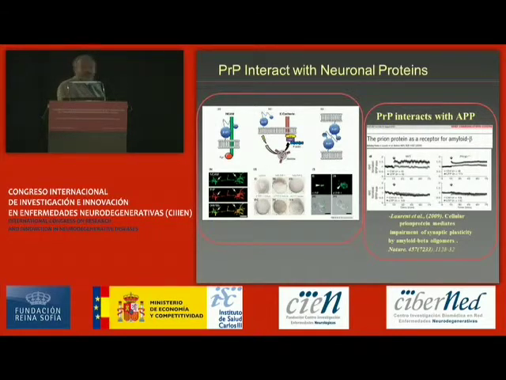On the other hand, the cellular PrP is, as I told you, a neuronal protein that interacts with different membrane proteins. In particular, I want to remember that PrP is able to interact with APP in the membrane. So we had different papers suggesting that the interaction is important for the dysfunction of synaptic transmission caused by amyloid, but this issue is still an open question.